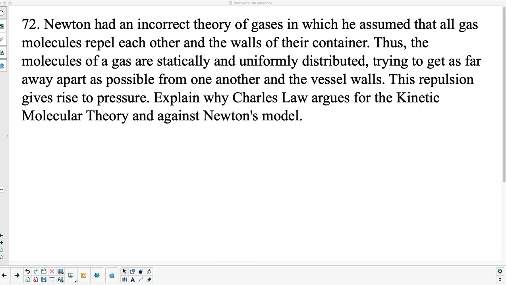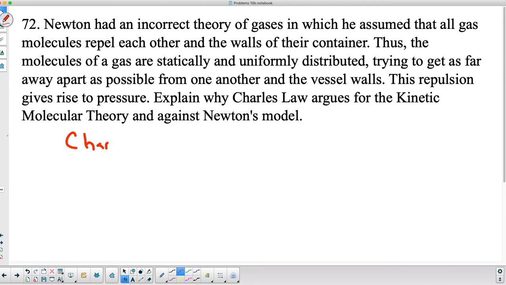Well, obviously, Newton's model attempts to explain pressure, but what it doesn't explain is any effect that temperature has, and that's what Charles' law is based on. So Charles' law, you guys know that Charles' law is when we have a temperature increase at constant pressure, and we're looking for the effects on volume. Now, Boyle's law is the only one that's inversely proportional. So in Charles' law, the volume goes up when temperature goes up.